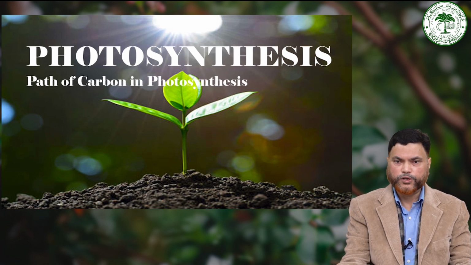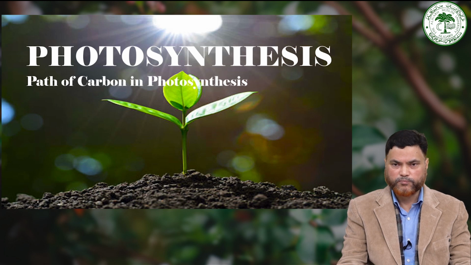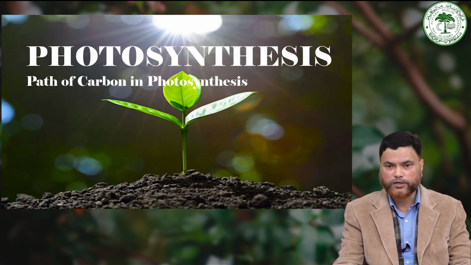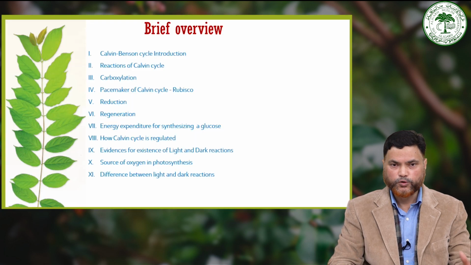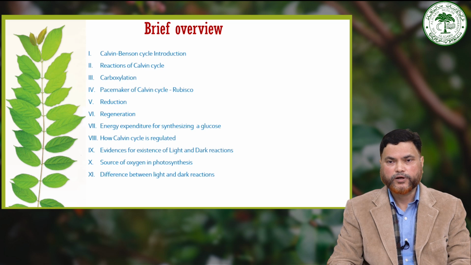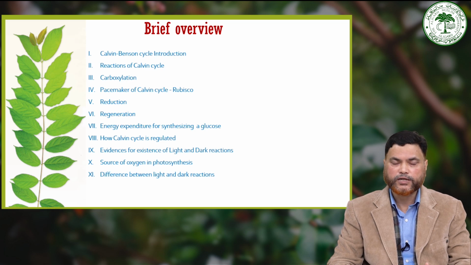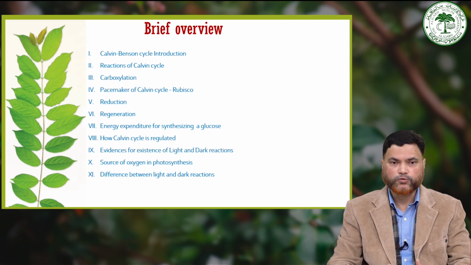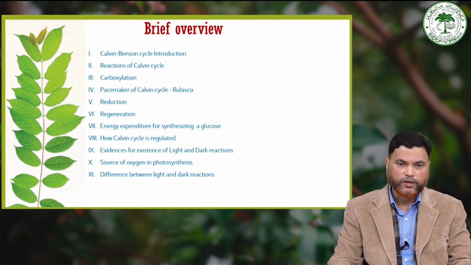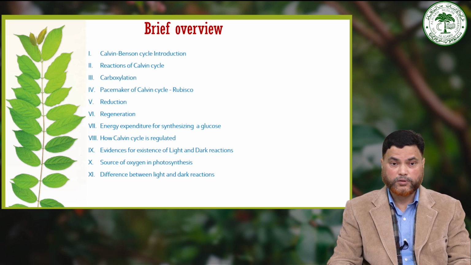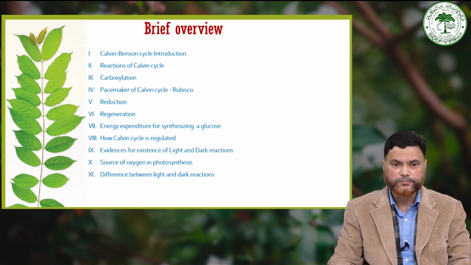In this lecture, we are going to study the most important aspects of plant physiology, namely how carbon is fixed and what is the path of carbon in photosynthesis. So, just before going into the details, what are the different aspects we are likely to cover: the Calvin cycle, what are the different reactions of the Calvin cycle, how carboxylation proceeds and what is the role of Rubisco, and then the next stages, reduction and regeneration, and how energy is utilized for synthesizing a molecule of glucose, and then how the Calvin cycle is regulated.